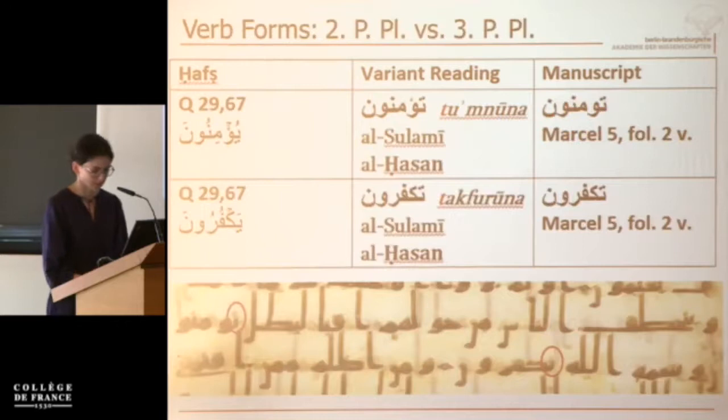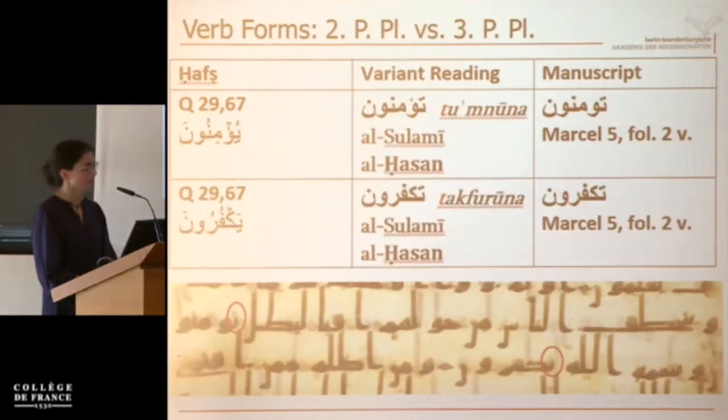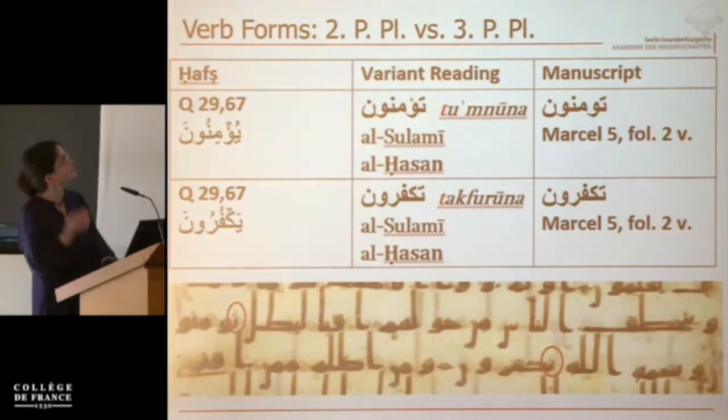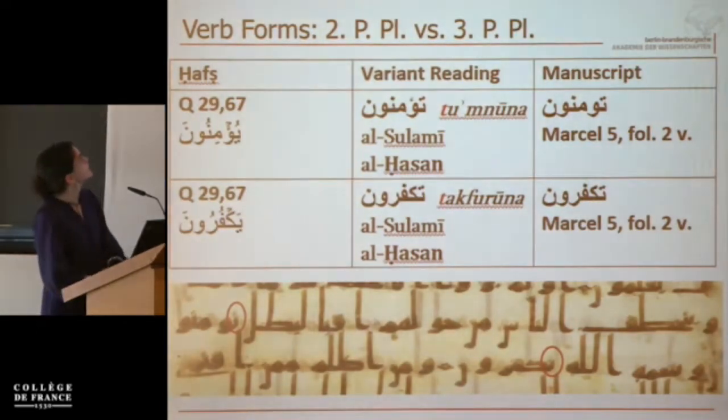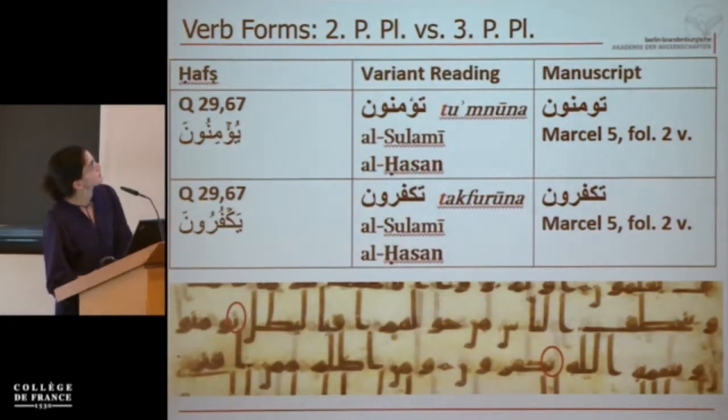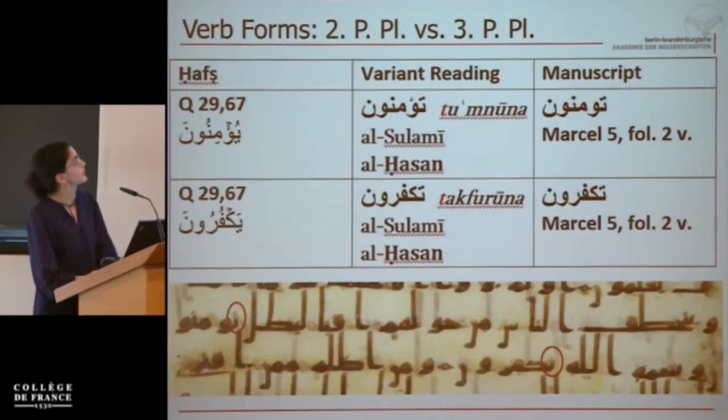The second category of variant readings regards the verb forms, and especially the second person plural versus the third person plural. The first example we can see here is the word yu'minuna, which is the Hafs reading, and yakfuruna also. And in the manuscript from St. Petersburg, we have the reading tu'minuna and tukfiruna.